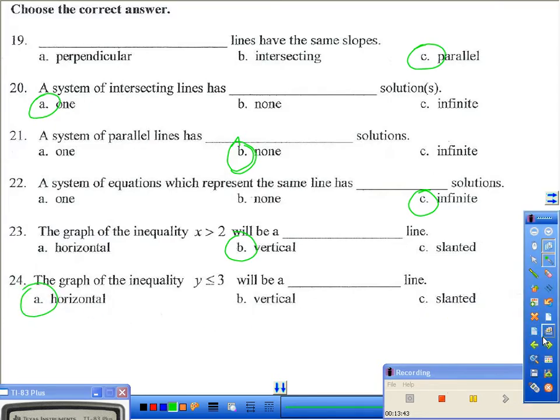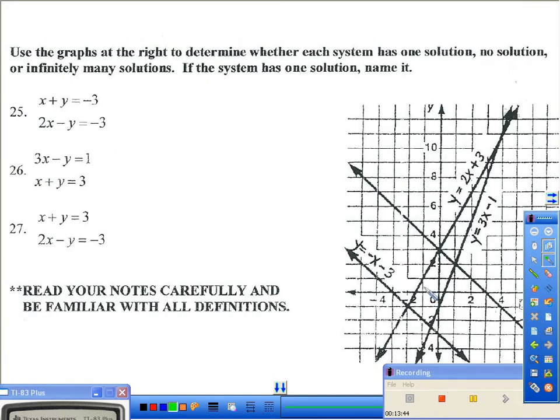Looking at the last section, we had one that looked like this. Our numbers 1 through 6 from our homework 2 nights ago looked like this. The only difference is that the equations that are graphed now are already solved for y. So the directions say to use the graphs at the right to determine whether each system has one solution, no solution, or infinitely many solutions. If the system has one solution, then we want to name it. So this equation is already graphed over here.